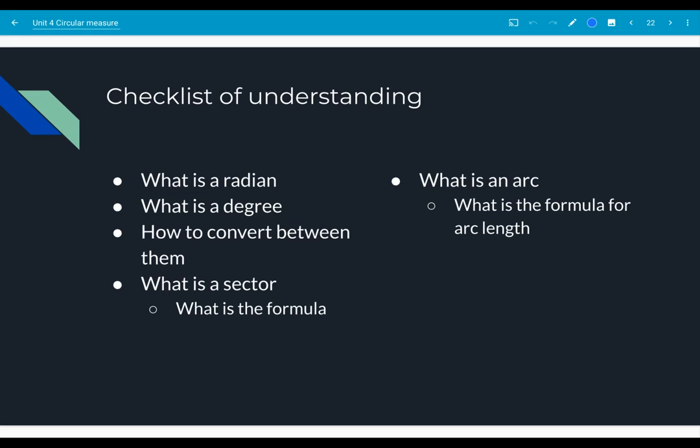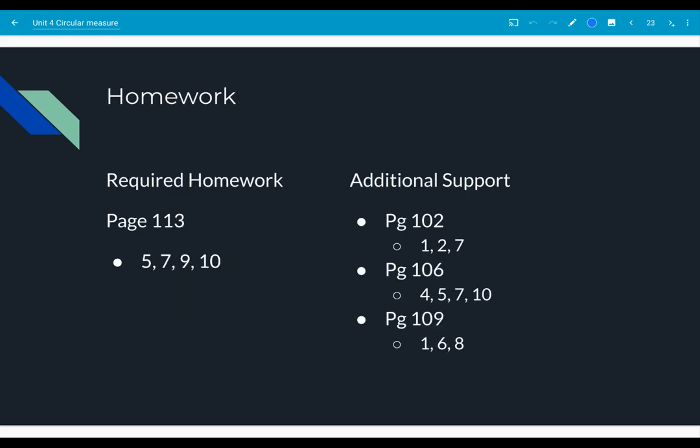So for circular measure, you need to know what a degree and a radian is. You need to know how to convert between them. You need to understand what a sector is and how to use the area formula to find the area of a sector. And then you need to understand what an arc length is and the formula for arc length. That is the end of circular measure. It's a very short chapter, but there's a lot of practice that we need to do.